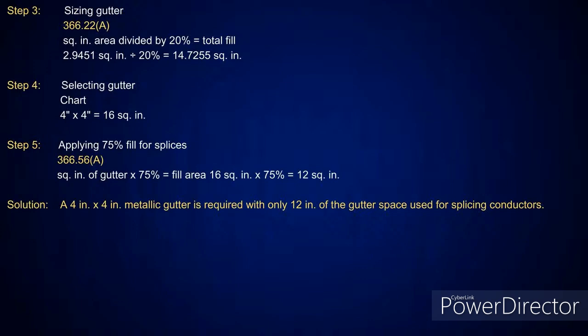Now, they may ask you on this test, we're not sure if they'll do it or not, but they may ask, well, what if I get in and I want to know what I can use as far as my splices in that area? So all you would do is take that box at 75%. That's going to give you 12 square inches. So we're telling you here that the metallic gutter is required with only 12 inches of gutter space used for what? Splicing conductors. Okay?